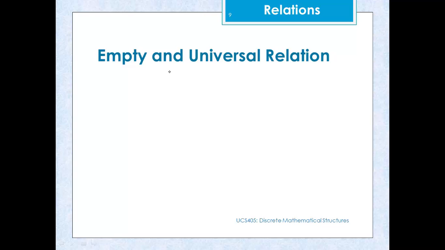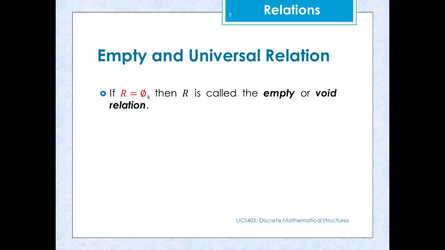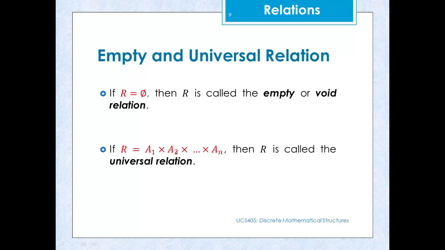So there are the empty relation and the universal relation. Now, if this subset for which the relation is defined is the empty set, or we can say that if R is phi, then this relation R is called an empty or void relation. Secondly, if this subset is the whole set, that is, if we are defining an n-ary relation and R equals A1 cross A2 cross up to An, then this relation R is called the universal relation. Now let us move to the term binary relation.